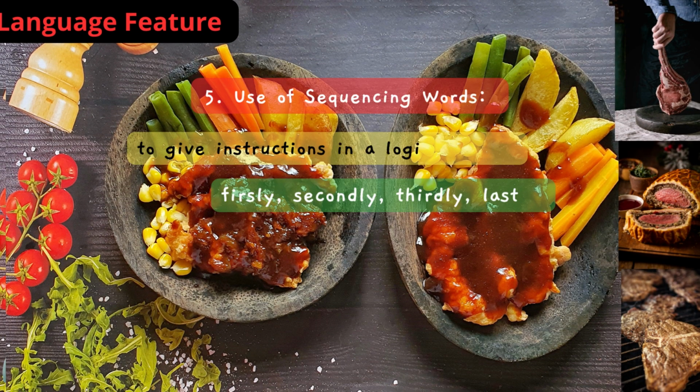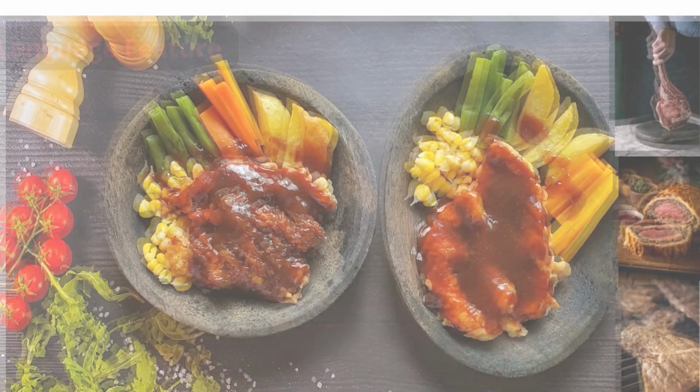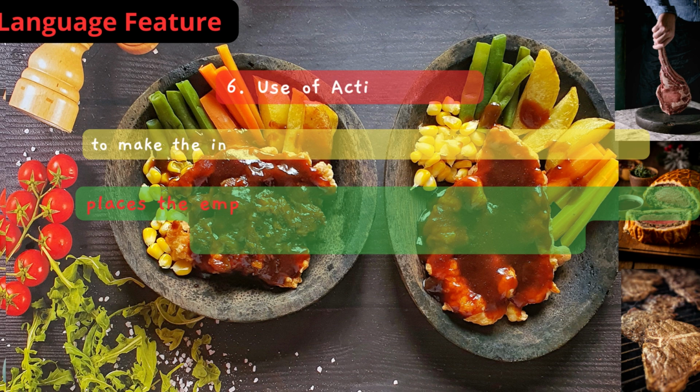Procedure texts may use sequencing words, such as firstly, secondly, thirdly, and lastly, to give instructions in a logical order. These words help the reader to understand the sequence of steps that need to be taken. 6. Use of active voice. Procedure texts use active voice to make the instructions more concise and easier to follow. Active voice places the emphasis on the person or thing performing the action, rather than the action itself.